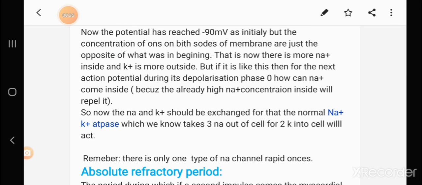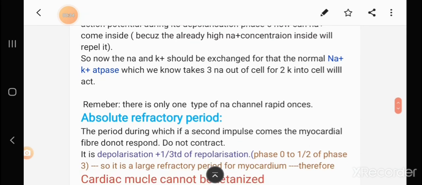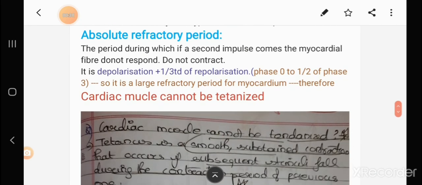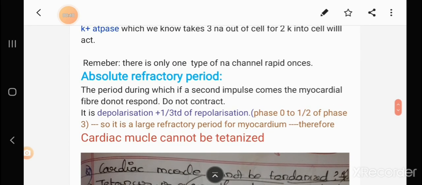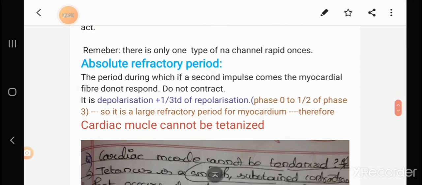So that has to be reversed. With the help of the sodium potassium ATPase, Na plus K plus ATPase, which pumps out 3 Na plus out of the cell for 2 K plus into the cell, as we have learned already in nerve and everywhere, the concentration difference will get balanced, and the cell will become just the same as its initial starting state.